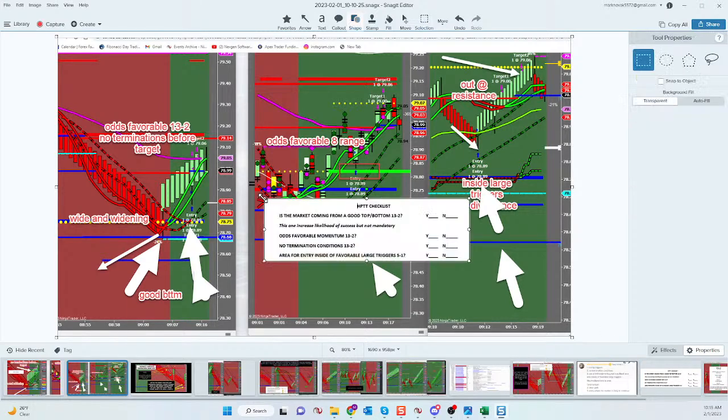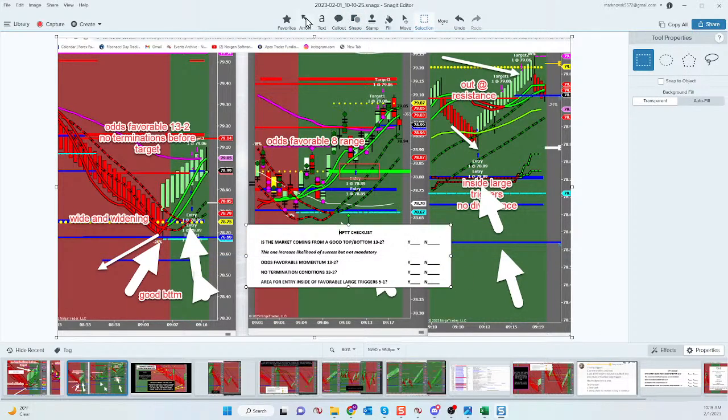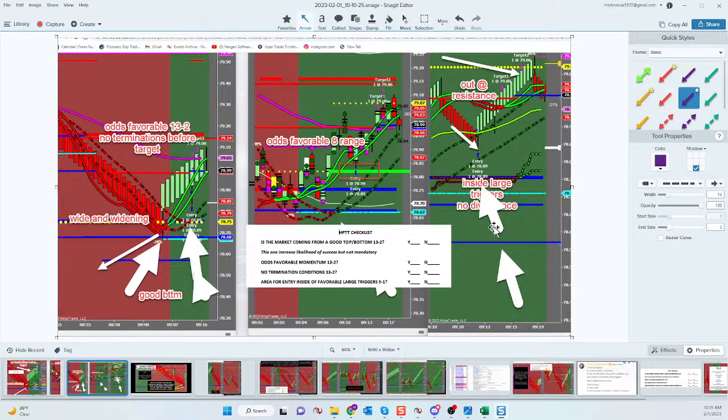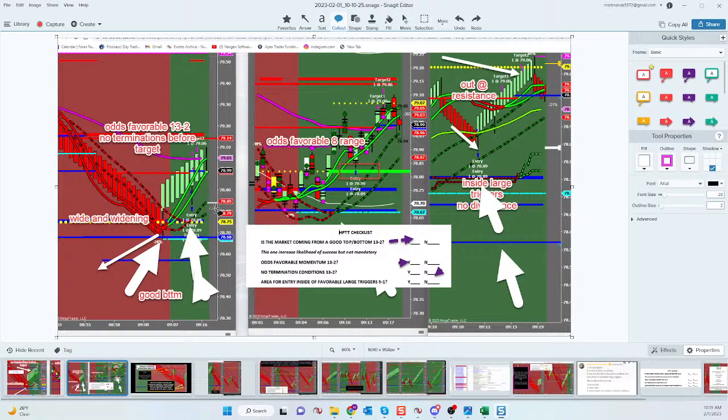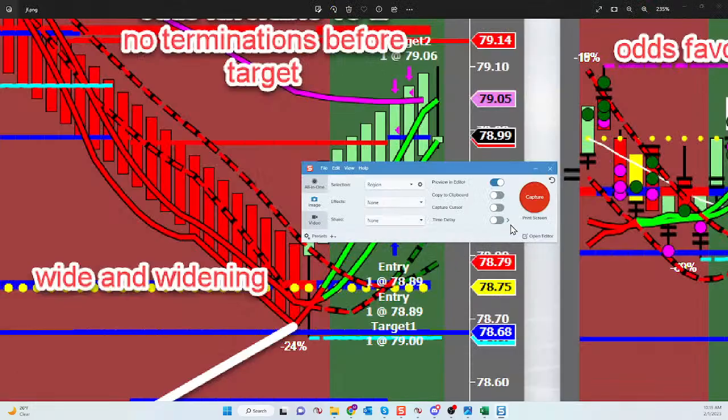And if I take my checklist, is the market coming from a good top or bottom? Absolutely it is. I love it. Do I have odds favorable momentum? I can say that I do. No termination conditions. Guys, the second I have to click no, that's it. It's game over. Because I want to give myself every advantage. I want to give myself the absolute best of the best every time I risk my money on a trade.